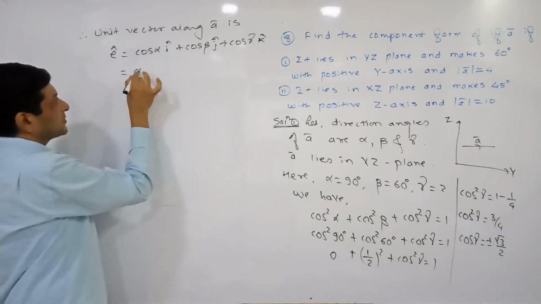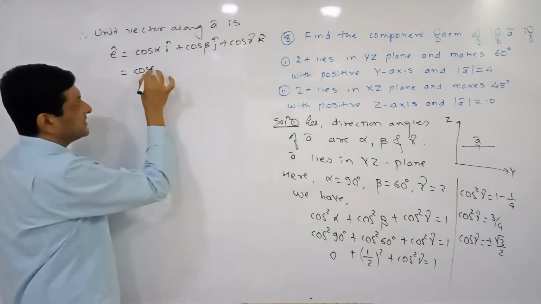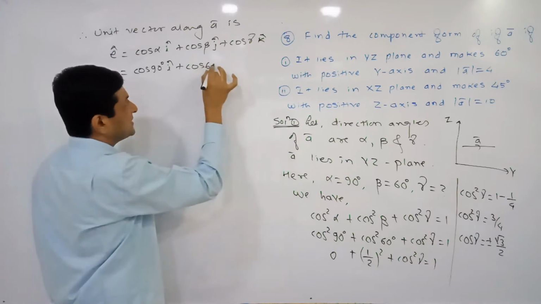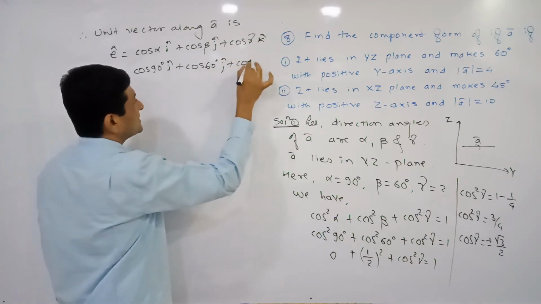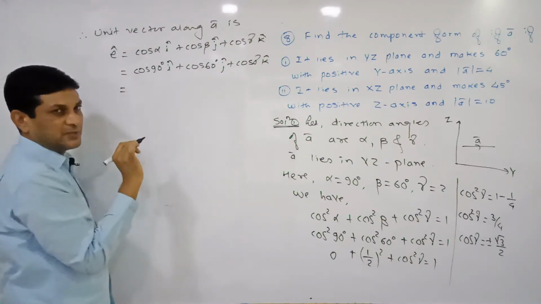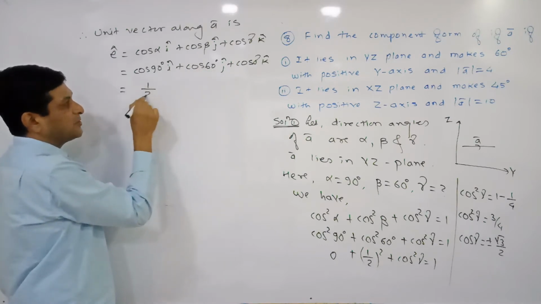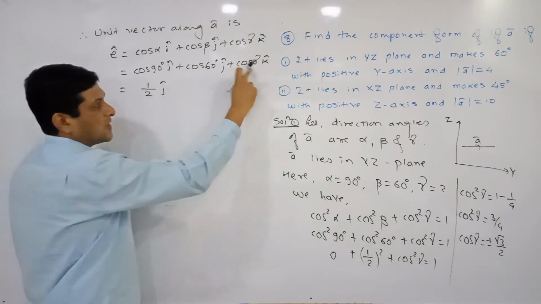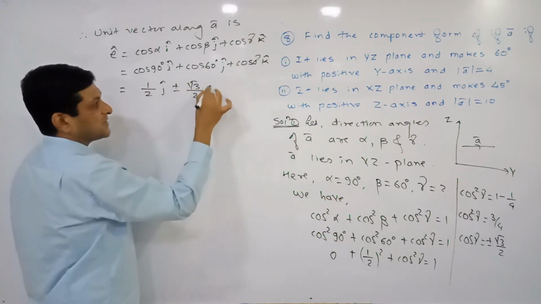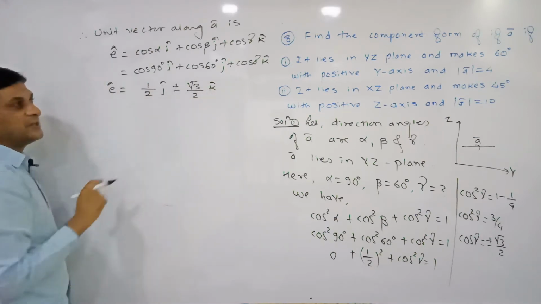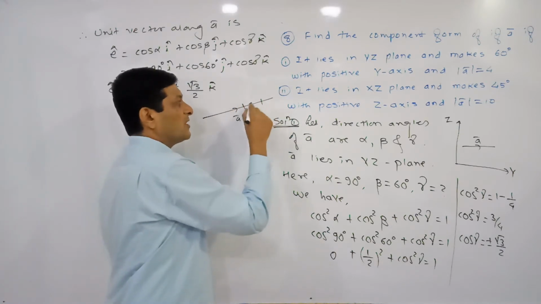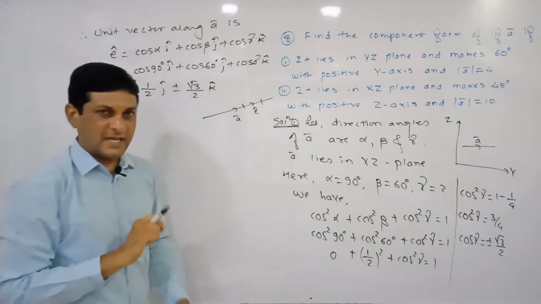So which is equal to cos alpha. What is the value of alpha here? 90 degrees. I cap, keep it as it is. Cos beta, beta is also given to us, 60 degrees. j cap plus cos gamma k cap. So which is equal to, cos 90 is 0, so not necessary to write 0 here. Cos 60 is 1 by 2 j cap. And cos gamma, we have just got the value of cos gamma, that is plus or minus root 3 by 2. Keep this k cap as it is. So in this way we have got unit vector along what? A bar. Let this be one vector A bar, and we have got the value of unit vector along this A bar, isn't it?